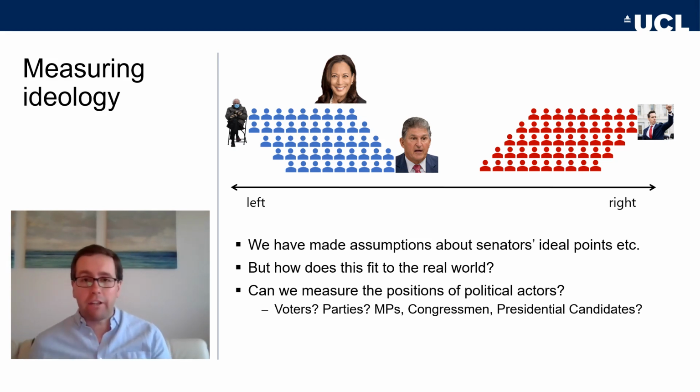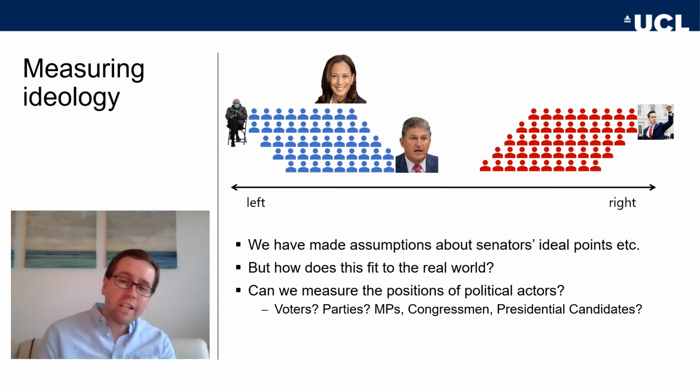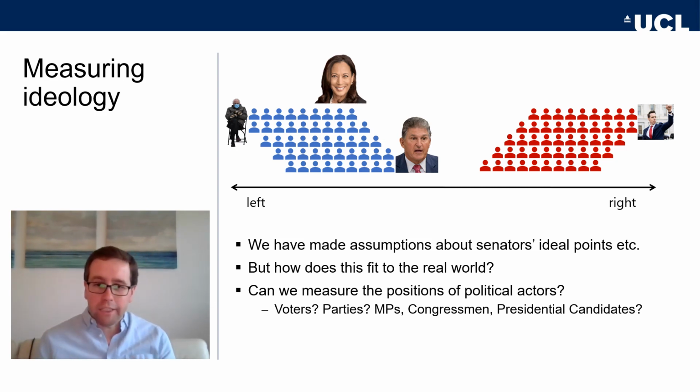And I had asked you to place political parties in your home country, for example, on a left-right scale. And I think all of you were able to do that, hopefully by now, which is very good, a testament to the fact that we have some sort of knowledge about how this works. But maybe we can make this more systematic. So is there a way to measure the positions of political actors, of voters, parties, congressmen, etc.?